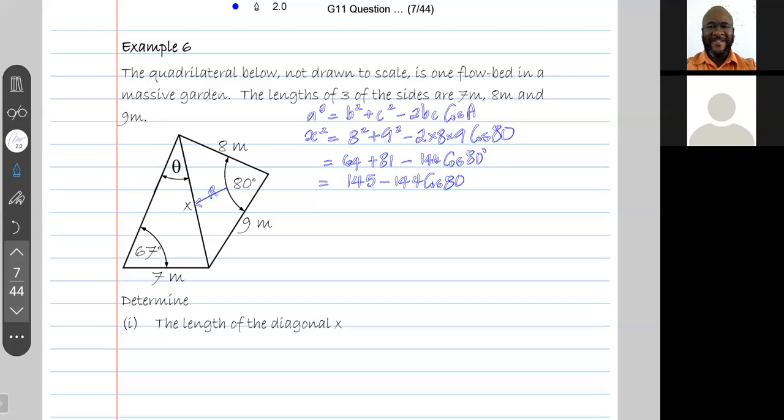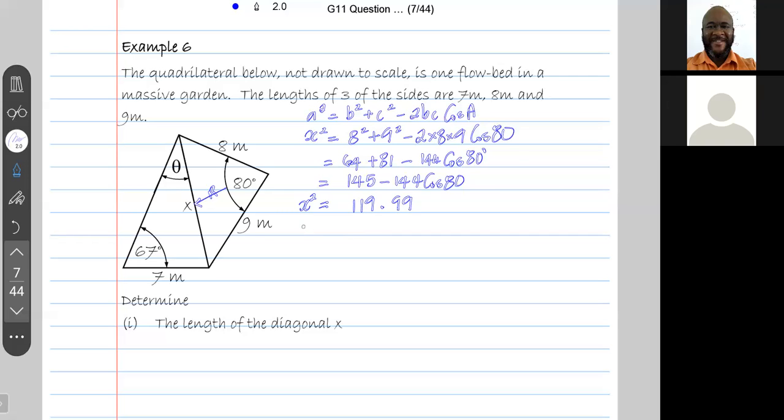All right. So let's work this out to find what x squared is equal to. This is 145 minus 144 cosine of 80 degrees. And this is 119.99.